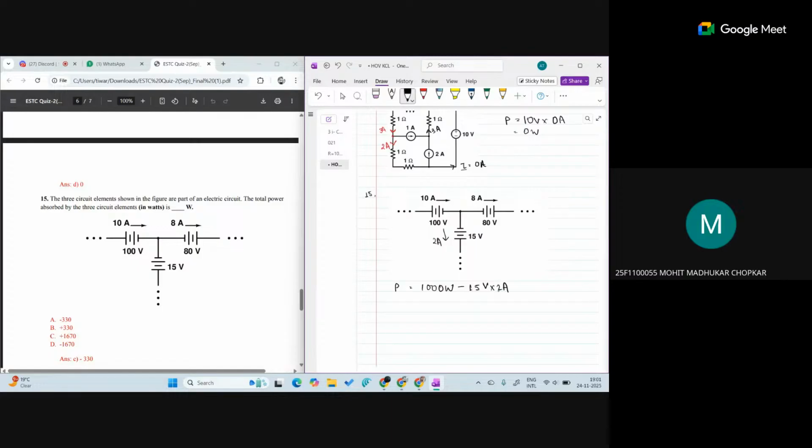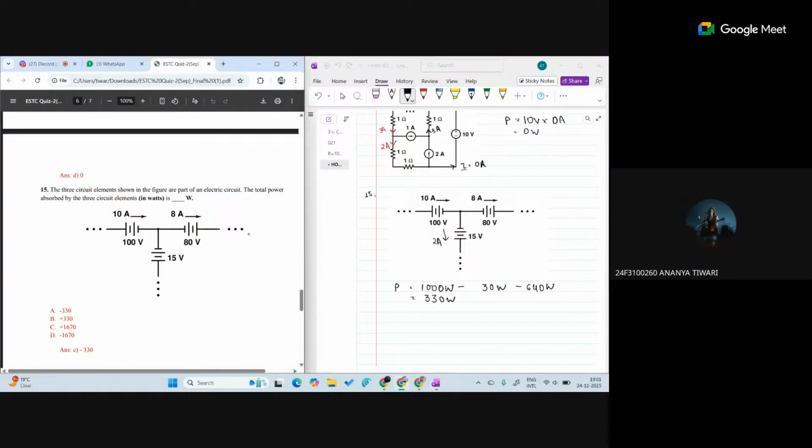It is delivering. Okay. So this 80 volt, what is it doing? Delivering the power of 640. Yes, 640. So we can write this directly also then, 30 watt. So what will we get? Minus 330. We will get minus 330.